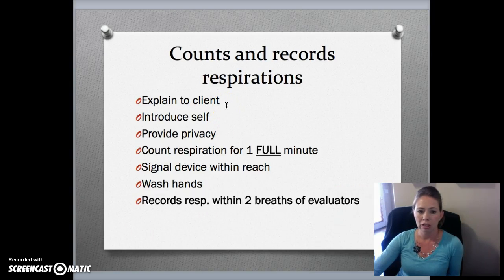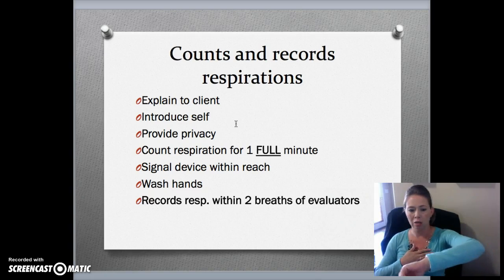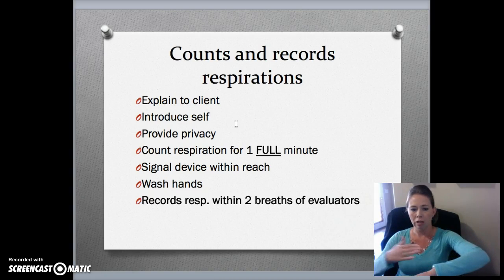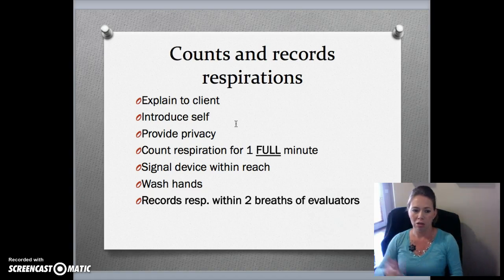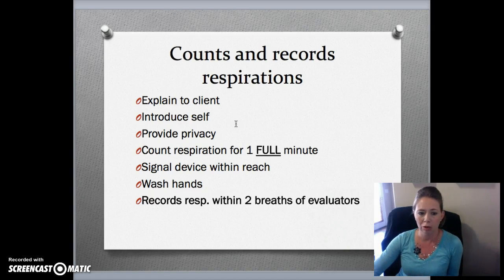The procedure: explain to the client what you're doing, introduce yourself, provide privacy, start counting using your watch, time it 60 seconds, and count in your head every time they breathe. At the end of your 60 seconds, call light in place, wash hands, and record what you got.